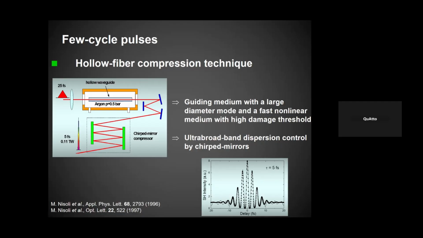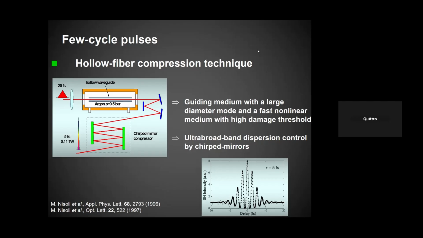The first way that was demonstrated to create these few-cycle pulses is the hollow fiber compression technique, demonstrated by Mauro Nisoli and co-workers at the Technical University in Milan. Essentially, you start with a titanium sapphire laser system, 25 femtosecond pulses, which is commercially available, and you couple this inside a hollow waveguide. It's a capillary that you fill, in this case, with argon at a certain pressure, typically a few hundred millibar up to a few bar. Because of self-phase modulation, you broaden the spectrum, and then you can temporally compress it using chirped mirrors.